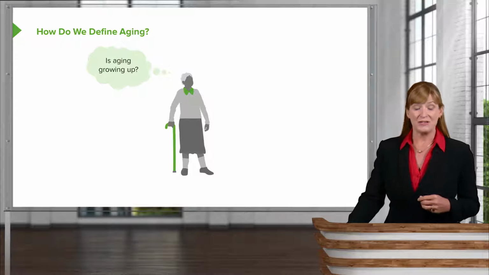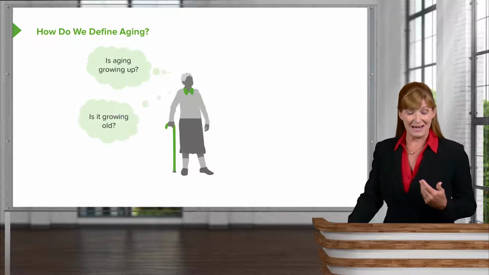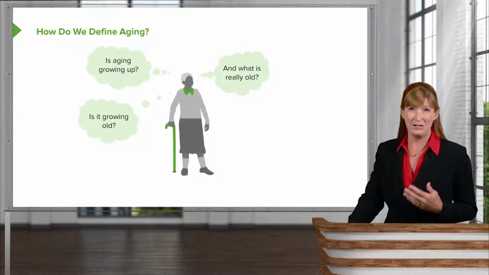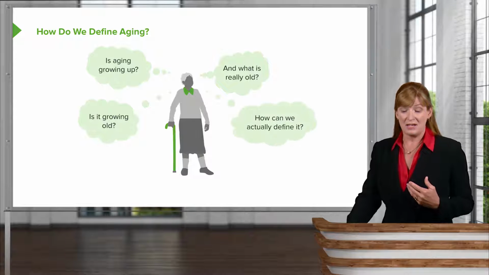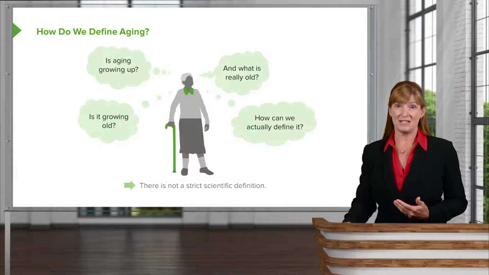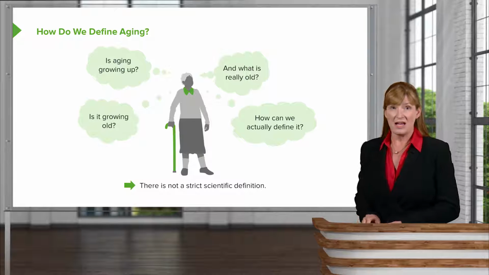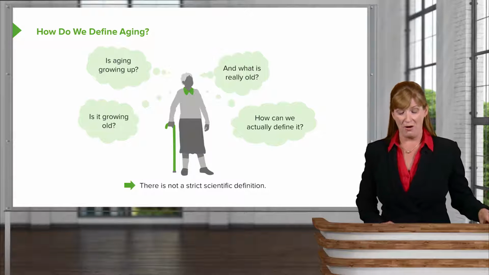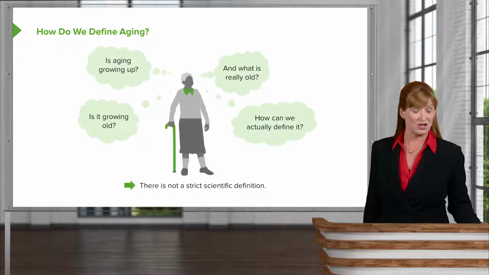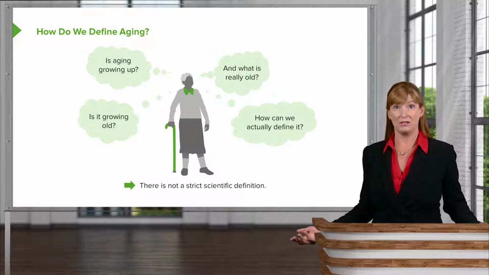Is aging growing up? Is aging growing old? And then what is really old anyway? And how do we actually define aging? And as it turns out, there isn't really a solid definition of how we define aging, but I'm pretty sure we all have a good concept of what aging looks like.